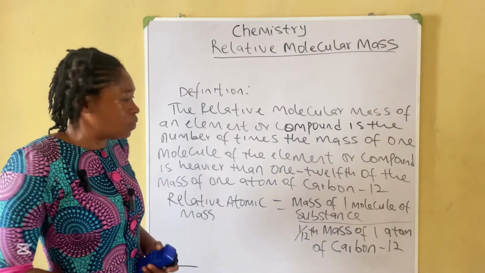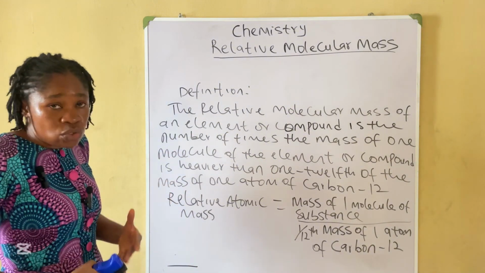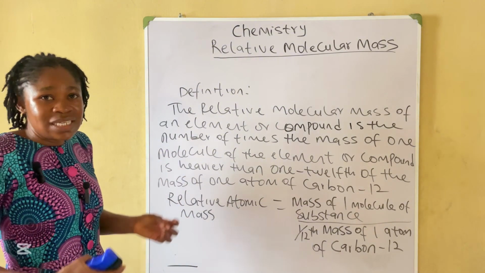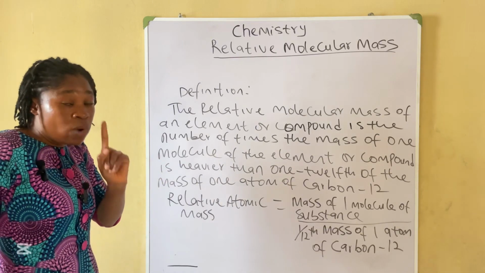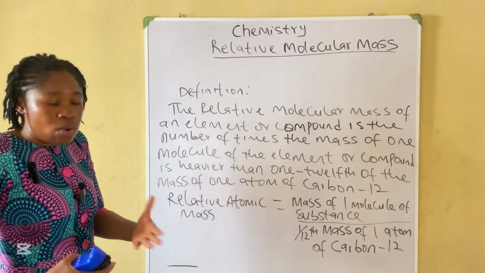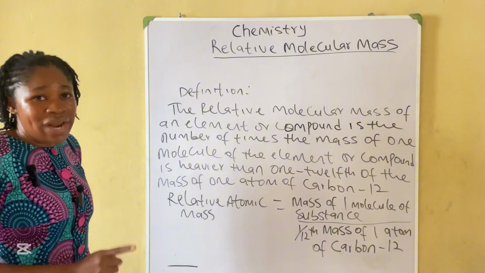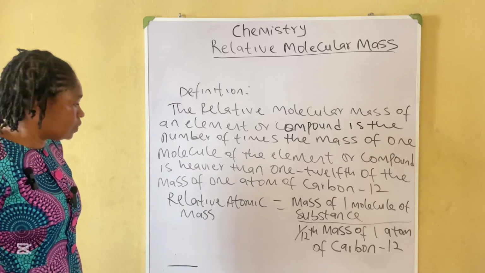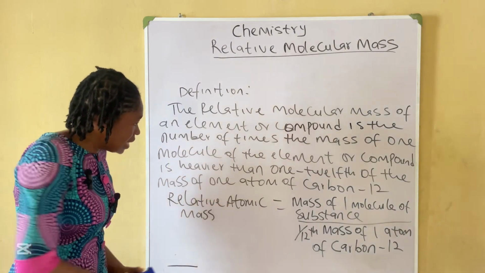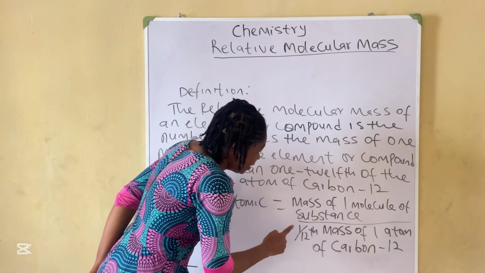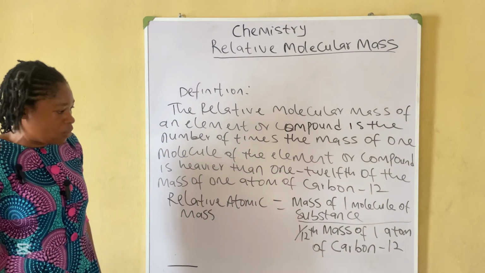Let's look at the definition. The relative molecular mass of an element or compound is the number of times the mass of 1 molecule of the element or compound is heavier than 1/12 of the mass of 1 atom of carbon-12. So you can see it is the mass of 1 molecule of the substance divided by 1/12 the mass of 1 atom of carbon-12.